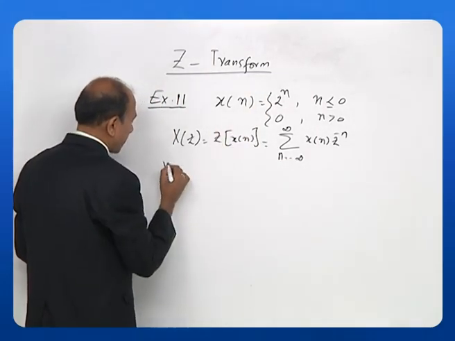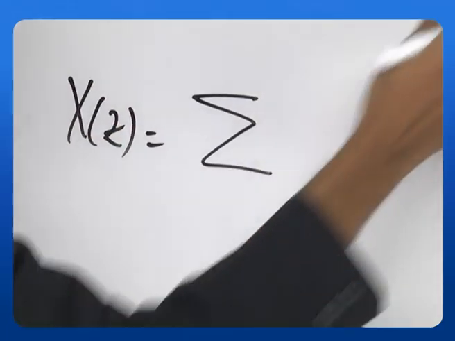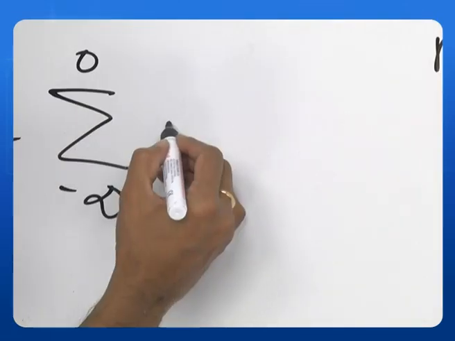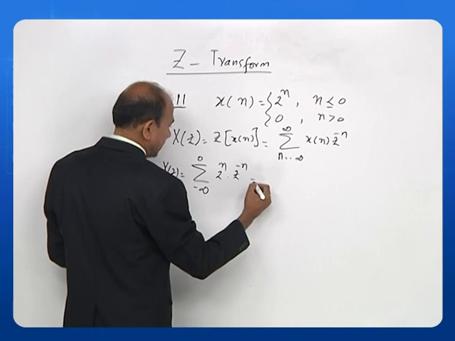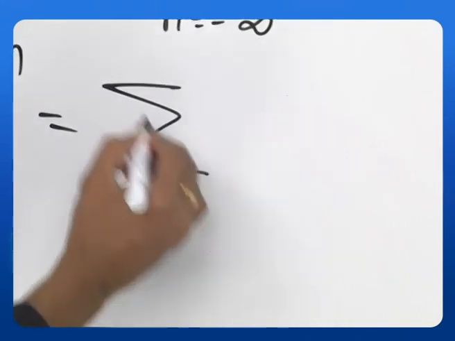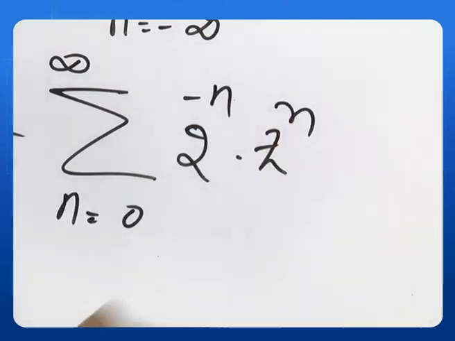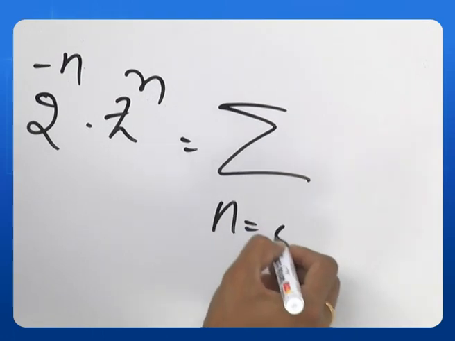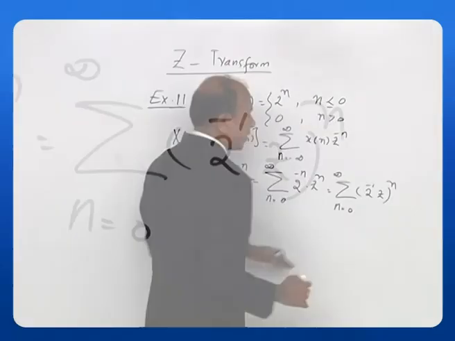As you are aware, X of z is equal to the summation of x of n, and as you see here, this exists from minus infinity to 0. Then you have 2 to the power of n, z to the power of minus n. So let us take this and transform the summation. This will become n equal to 0 to infinity, 2 to the power of minus n, z to the power of n. So I can write this as the summation n equal to 0 to infinity of (2 to the power of minus 1 z) whole to the power of n.